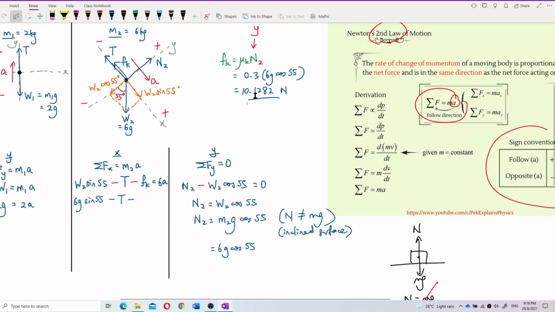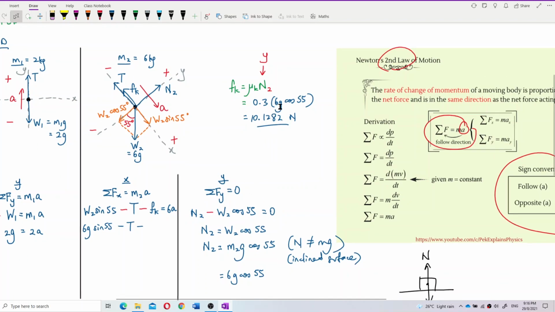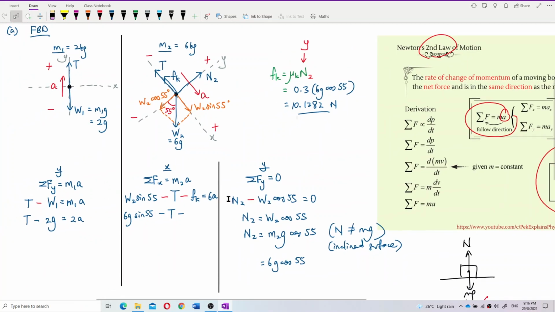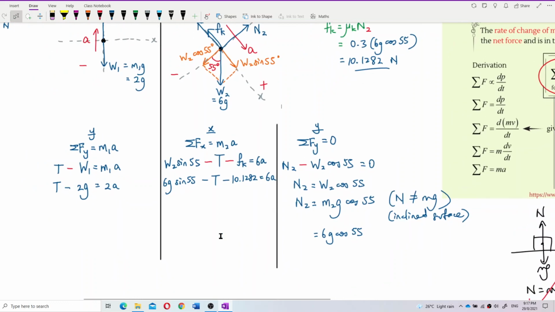So we got the friction already, because we did the y component and got the normal force to find the friction. Now we can do the x component. Let's substitute the 10.1282 into here. Then this one equals 6a. 10.1282 equals 6a. Let's continue.